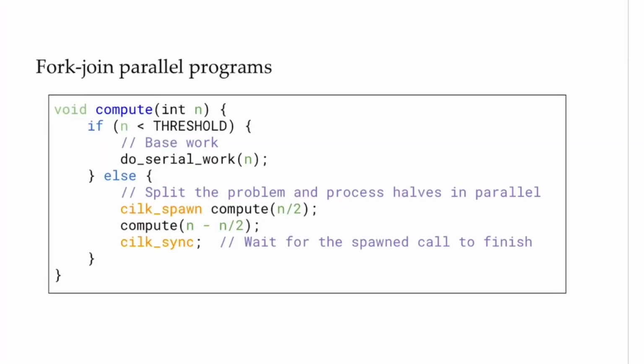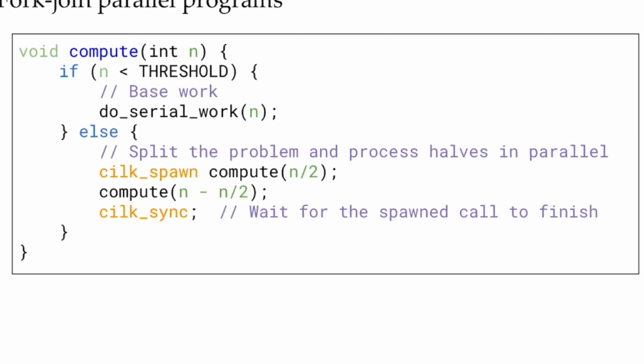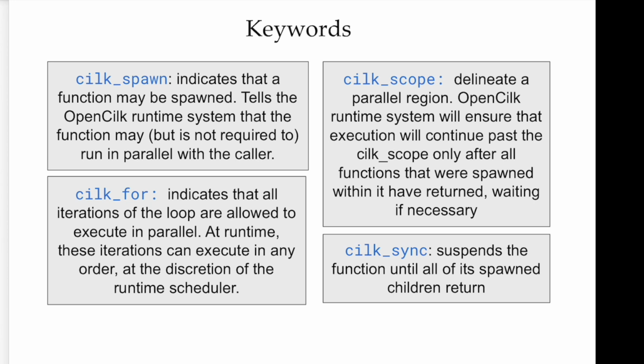For a general overview of what these fork-join parallel programs look like, you have cilk_spawn, which spawns a task, and then cilk_sync, which waits for that spawn call to finish before the function ends up returning. So that's just very basically what a fork-join parallel program looks like.